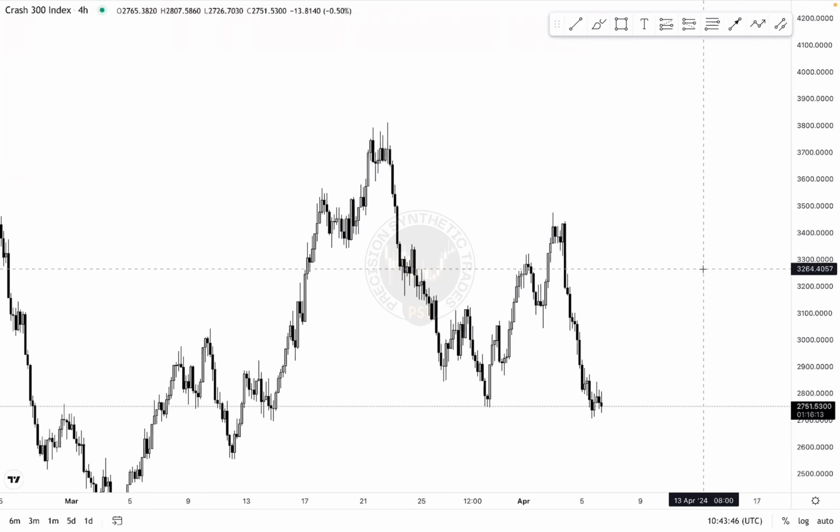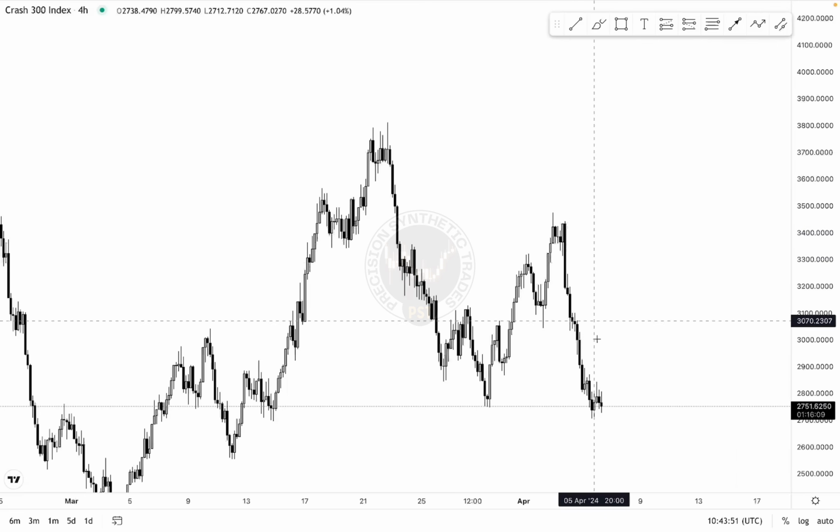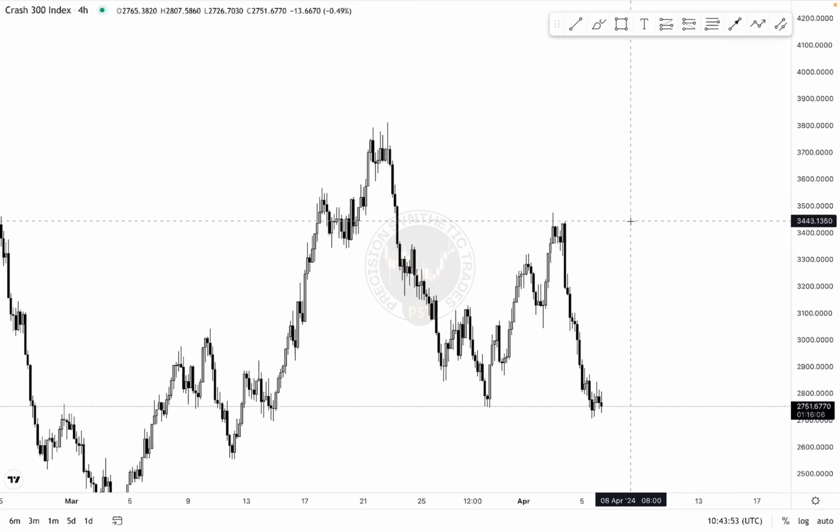In today's video I'm going to show you how you could have caught a nice trade like this on the 4 hour on Crash 300. I'm going to share my process behind the trade and also share the results of what I've sent on my free Telegram group and so forth. So please enjoy the video.